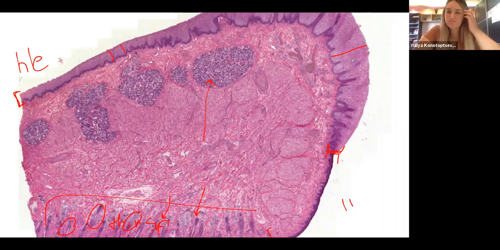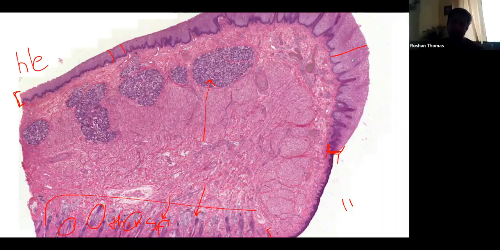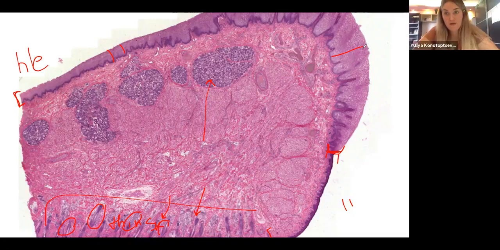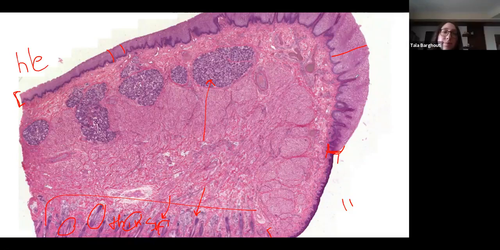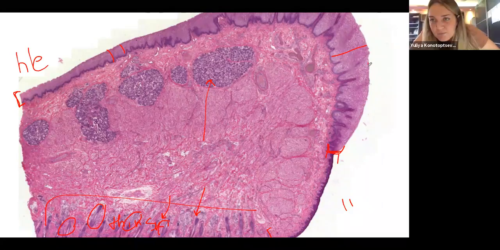What is this epithelium? Stratified squamous, for sure. It's very thick. I can see the cells here are a little bit flat. Of course, it's very difficult. I need to magnify, but still, they're very flat.